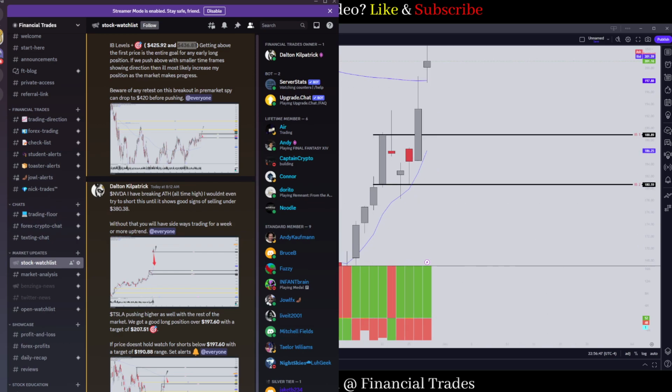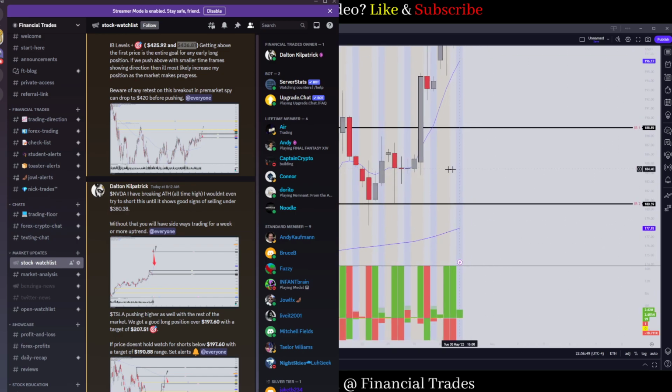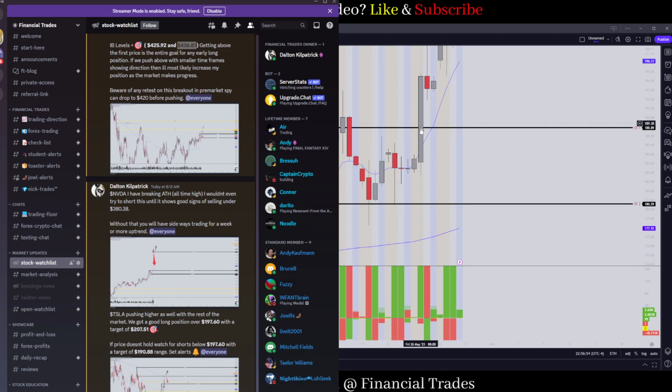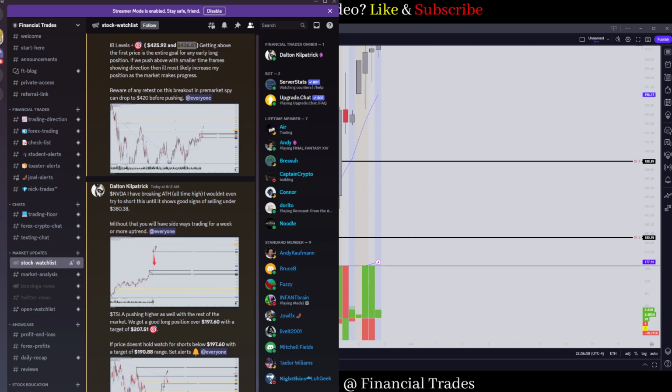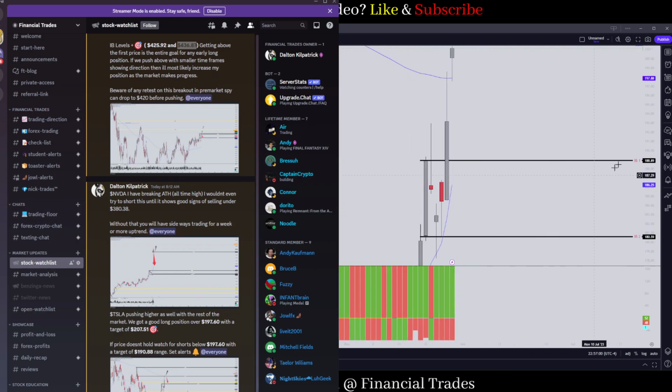So you can see this on a smaller level on how this was working prior. Right here, it would have worked. And then right here, it would have worked as well. Pushing up, you get above, there's your long. So we go back on the daily.